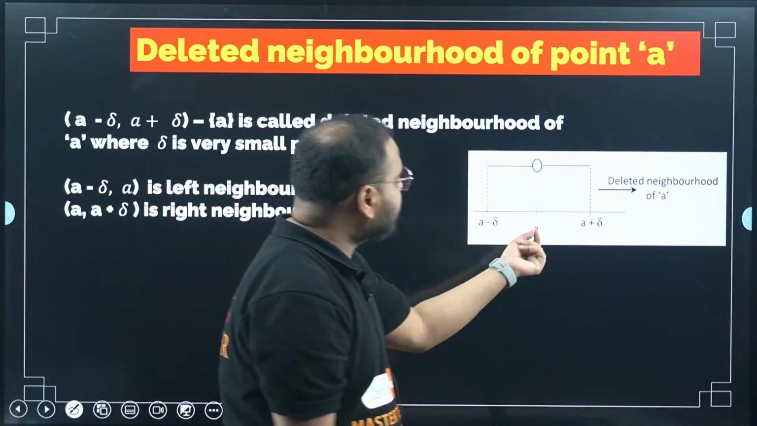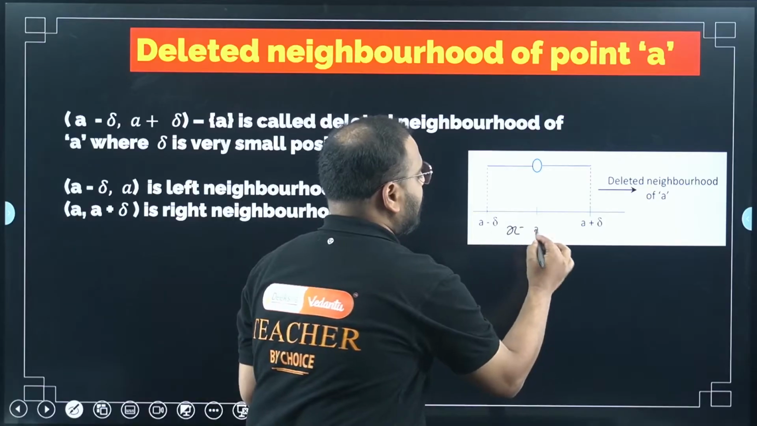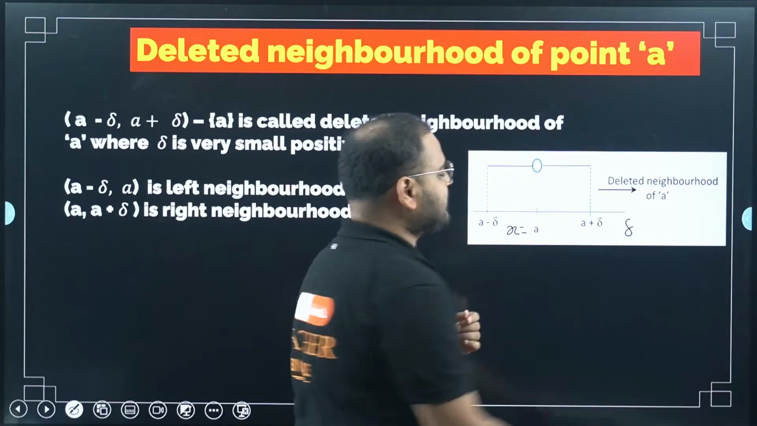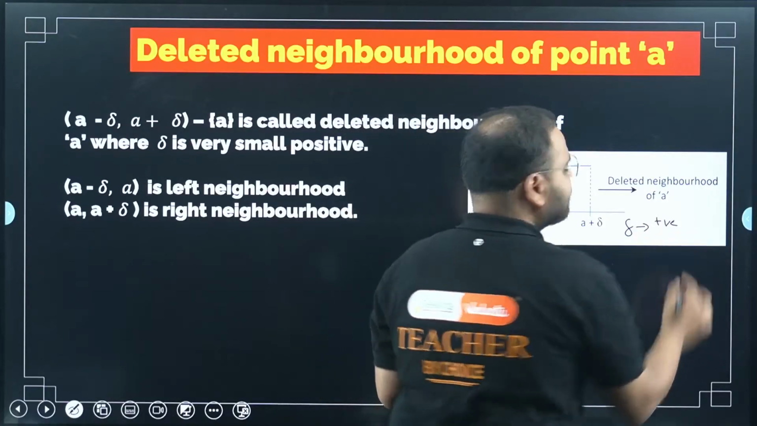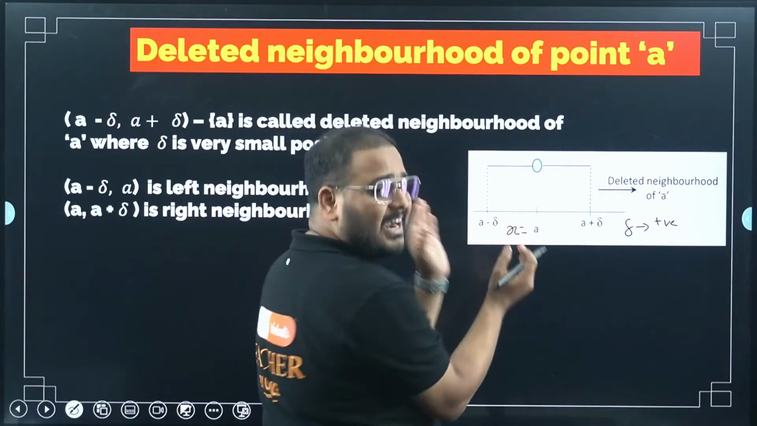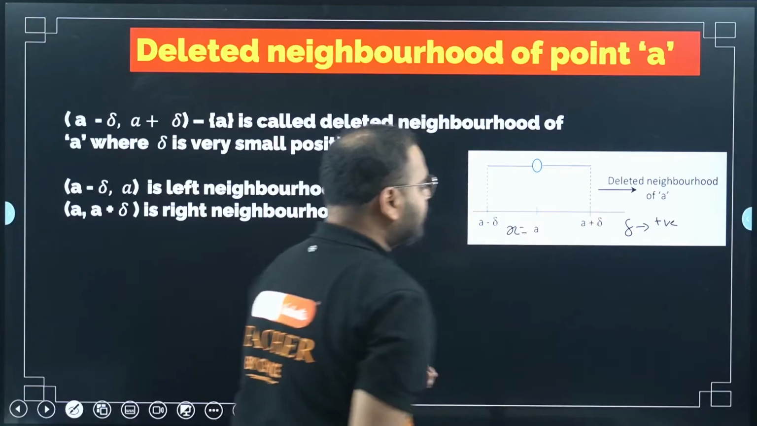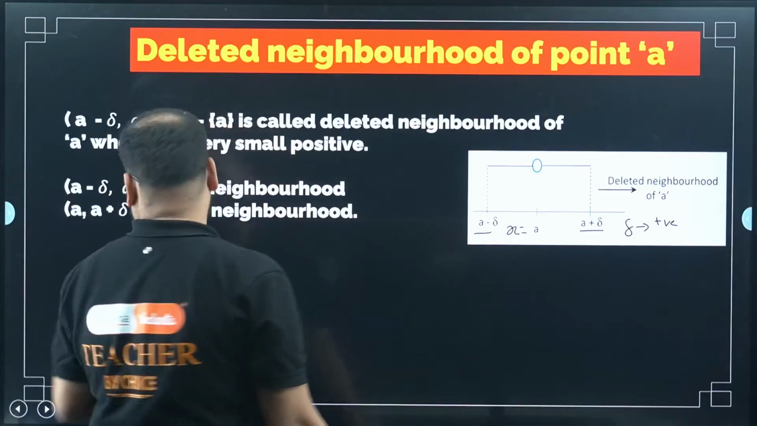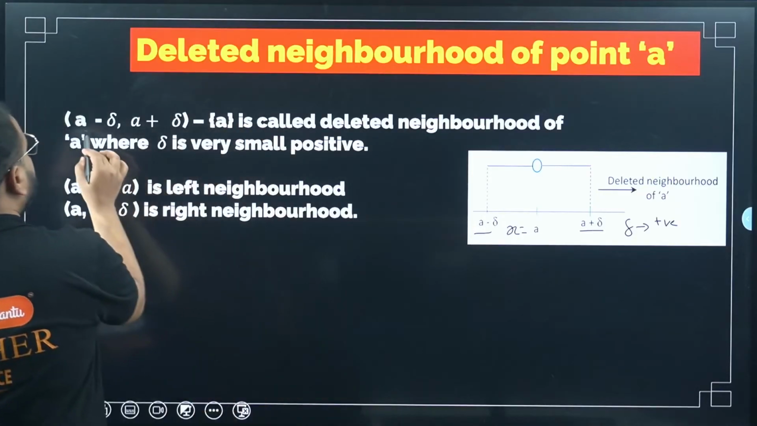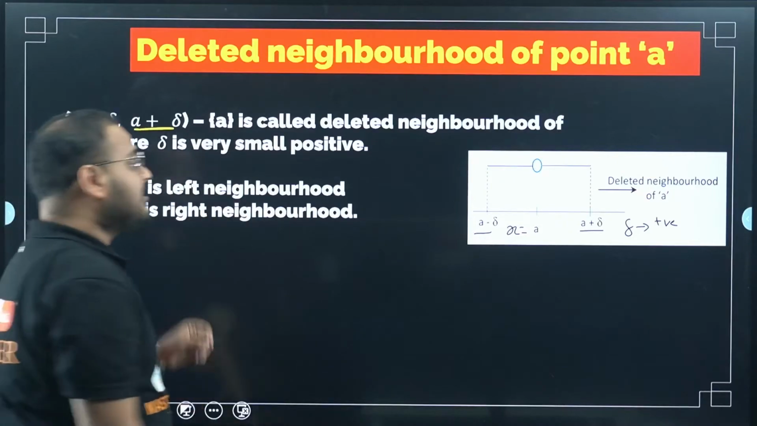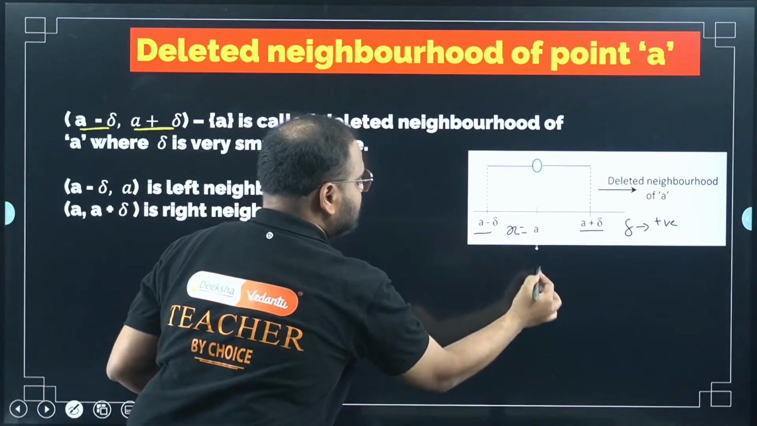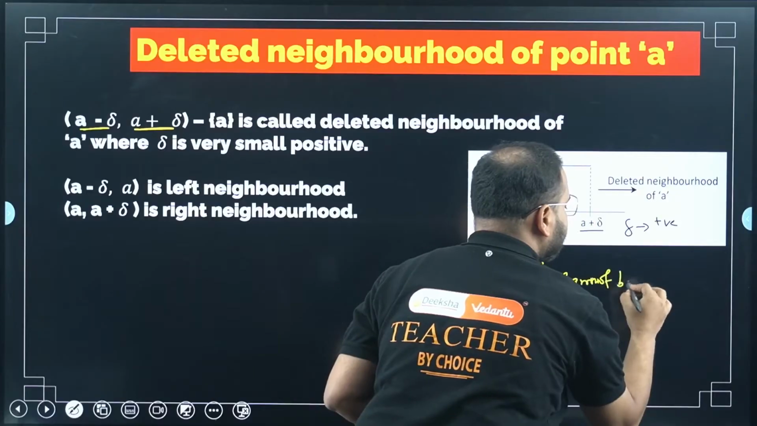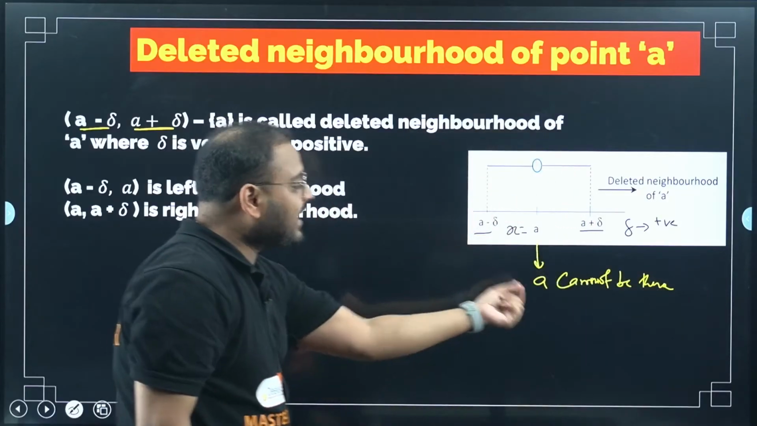Please look here. If I am talking about x equals a, a point x equals a, then I will take a very small positive number delta. If I move that unit towards the left and that unit towards the right, then this range, a minus delta to a plus delta, will be my deleted neighborhood, except for a. I have to take out a. A cannot be there, because at a the function is not defined.